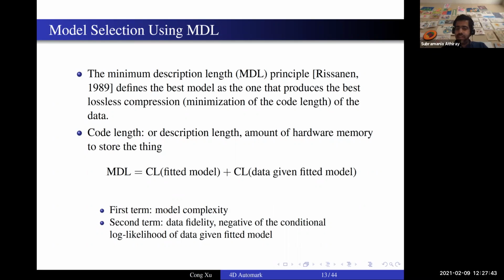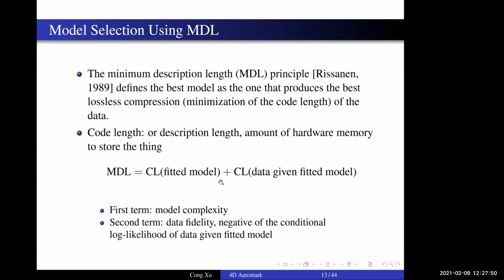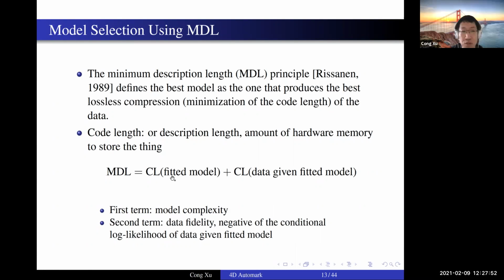Yeah. Okay, so let's continue to talk about this one. So we can see that it's the summation of two terms. The first one is the code length to encode the fitted model. So we can imagine that if the model is very complicated, then this term will be large, because it needs more information to encode it. So the first term is actually the model complexity. So the larger this term is, the more complex the model will be.